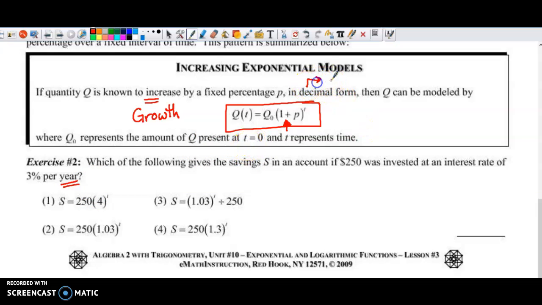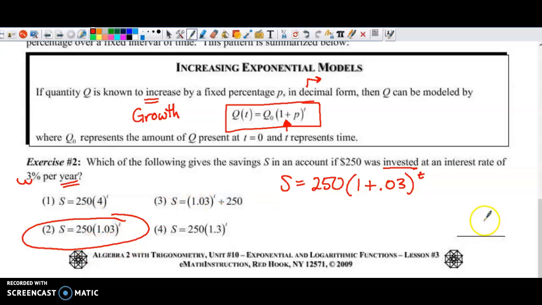And then you can see the decimal form of the percentage. So in this problem, we have a savings account, so we're using this formula. And they set it up really nicely for you. It's $250 is the starting amount, that's what invested is. You want to have 1 plus your 3%, but you have to change that percent to a decimal, and then to the t power. I don't know what else to say besides option 2 is the correct answer.